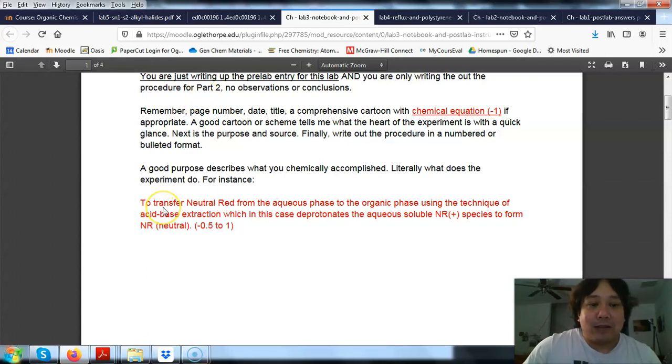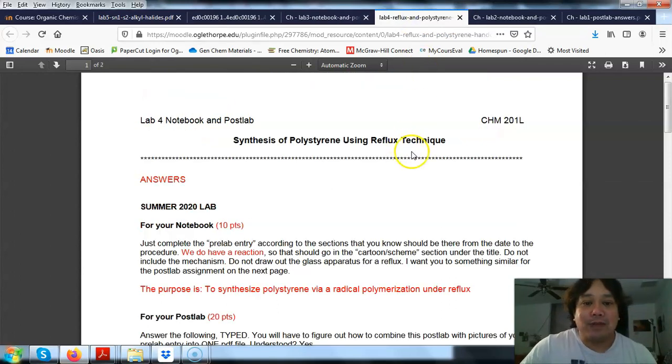Again, the literal purpose for this procedure, part 2, is to transfer neutral red from the aqueous phase to the organic phase using the technique acid-base extraction. So I do mention the technique, but I'm also mentioning the actual molecule. All right, let's take a look at lab 4.